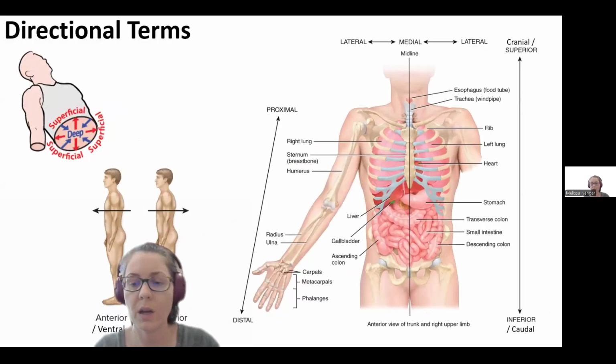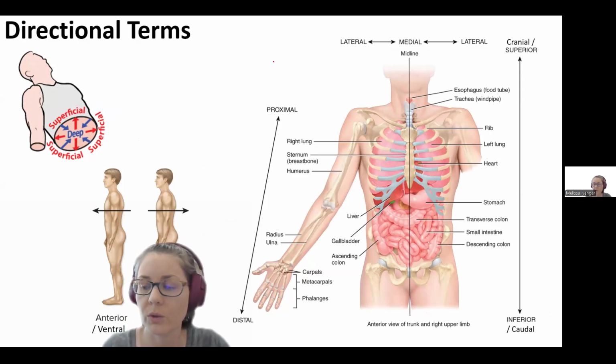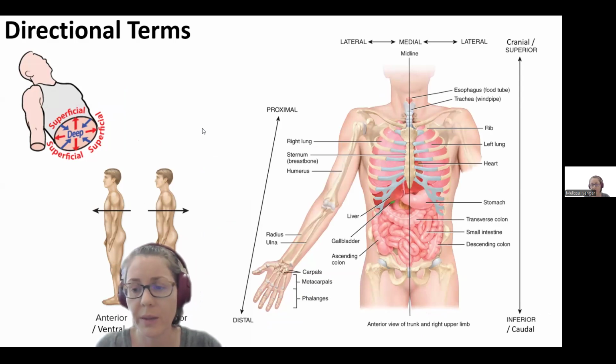So the next thing is understanding what we call directional terms. Okay, so this is what directional terms are. What directional terms are going to do is exactly what their name says. They're going to help you determine direction. How do you get from one place in the body to another place in the body? I can use right, left, up, down, forward, backwards, but instead, anatomists have given specific terms for those directions.